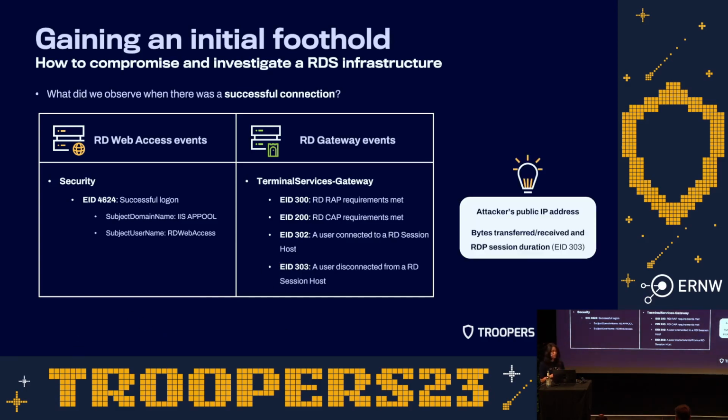Regarding some key takeaways in terms of investigation and when you're analyzing these events, the attacker's public IP address won't be visible in the RD web access events. It will, however, be visible in the RD gateway events. And if we take a closer look at the last one, the event 303, it will have information about how many bytes were transferred, received, and the duration of the RDP session. And this is really interesting because it can give us an overview of how much time and how much information, what happened when a threat actor logged on into the RD session host.